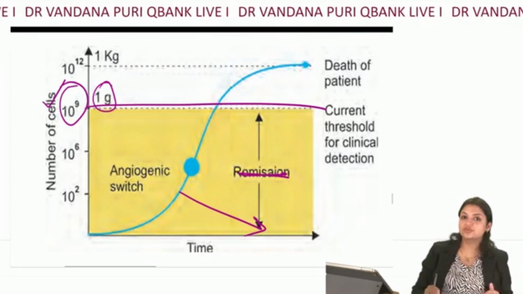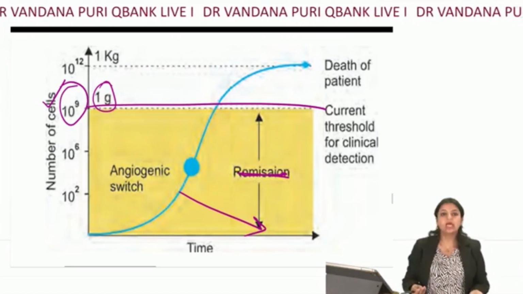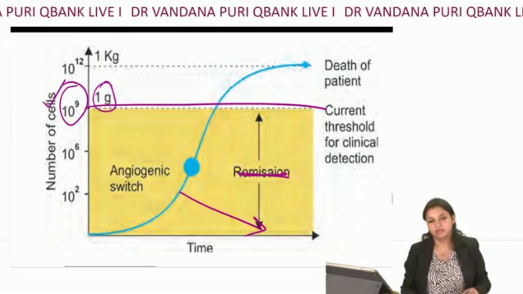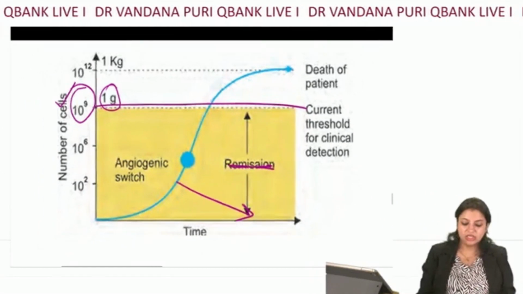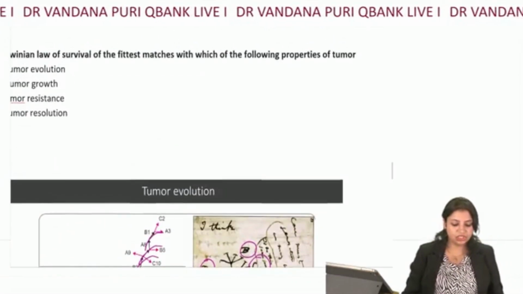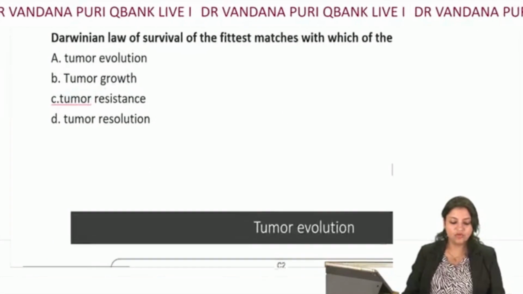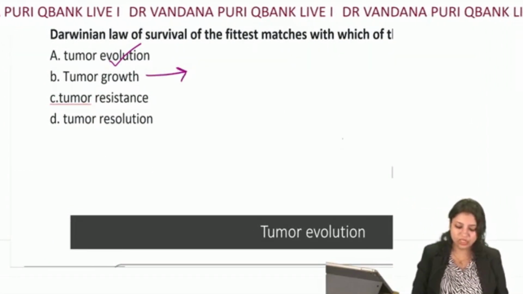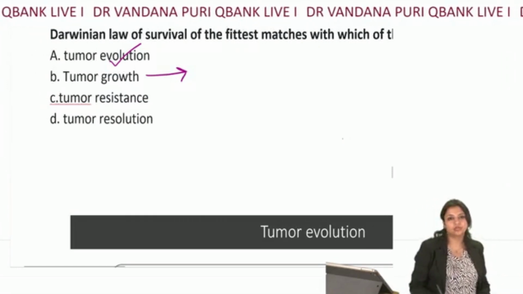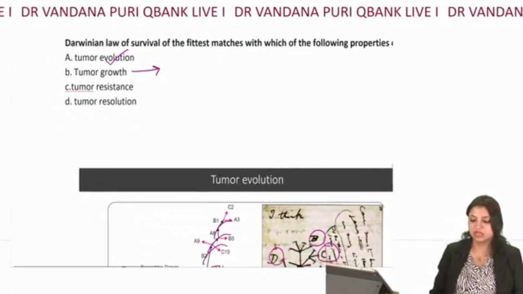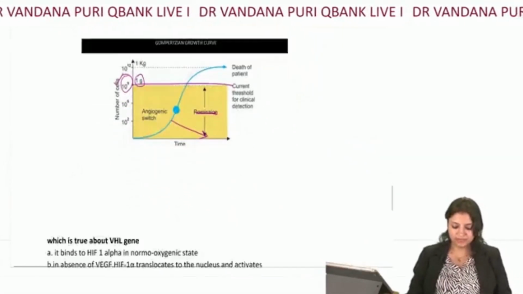So this curve shows you tumor growth. And by the time the tumor cells become 10⁻⁴, the person will die. Okay, so this is the Gompertzian growth curve. So read the question again. What does Darwin's law of survival fit with? Tumor evolution. Tumor growth is with the Gompertzian growth curve. Tumor resistance and resolution don't have any curves associated.